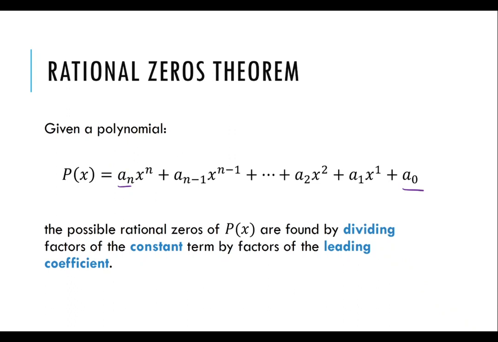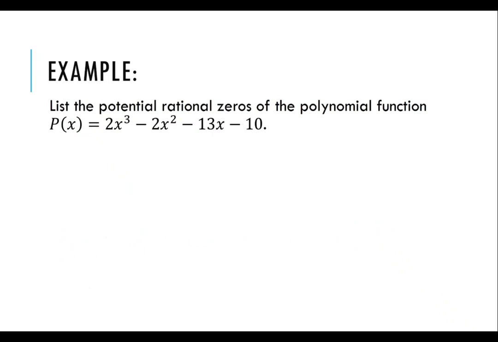Doesn't mean all of them will be there, but it does mean that every rational zero will be in that list. So we're going to list the potential rational zeros of this polynomial function. First off, to do that, we need to look at the leading term and the constant. We need to write out its factors.